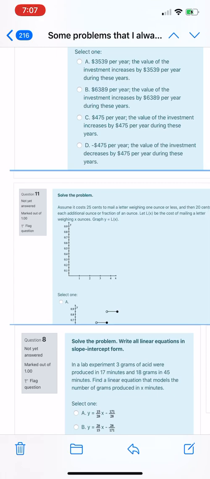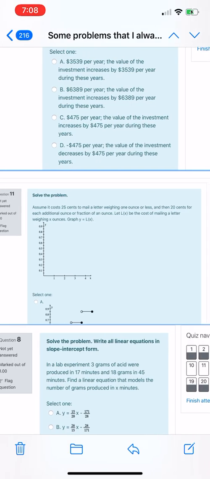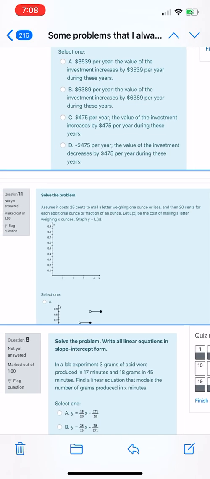This next one says, assume it costs 25 cents to mail a letter. So this is an example of the step function. I'm mixing step function with piecewise function, but basically here it says, assume it costs 25 cents to mail a letter weighing 1 ounce or less, and then 20 cents for each additional ounce or fraction of an ounce.